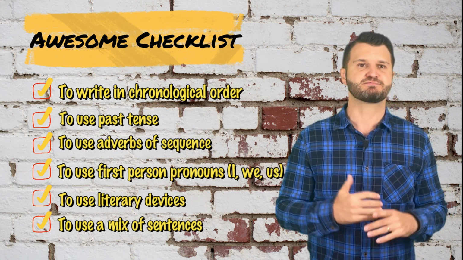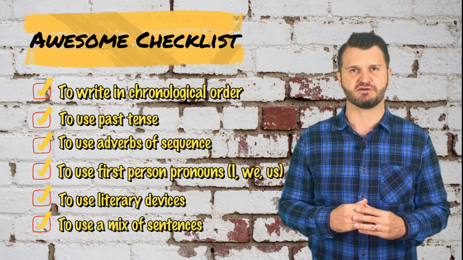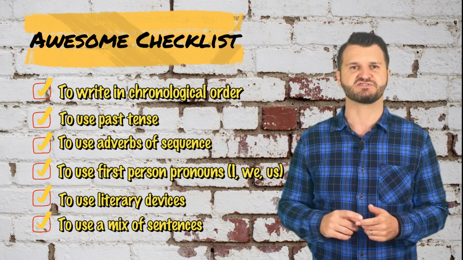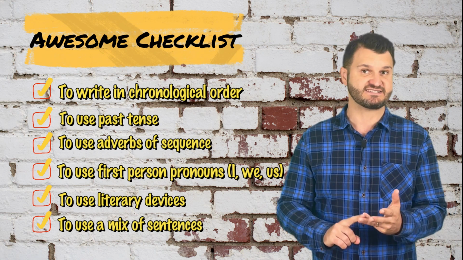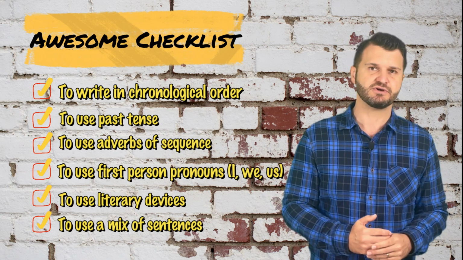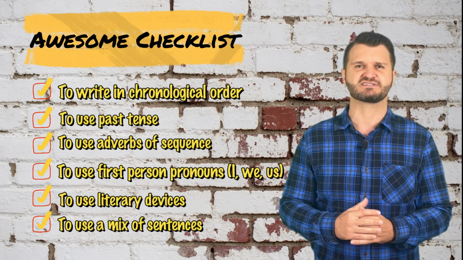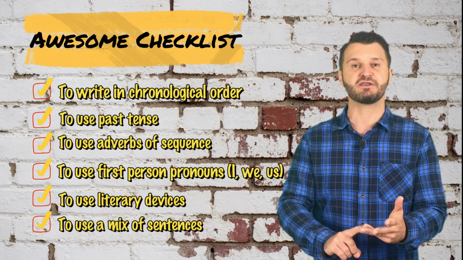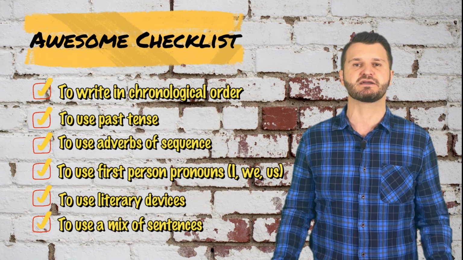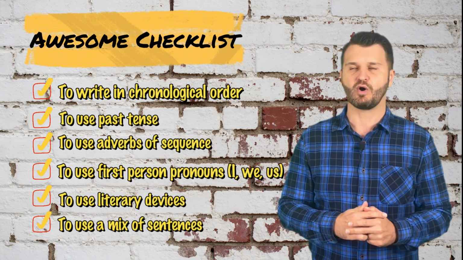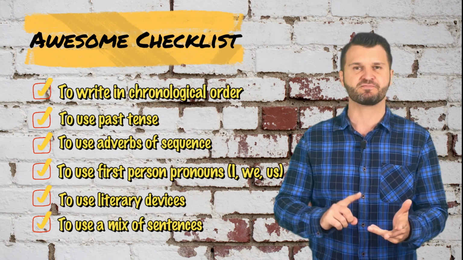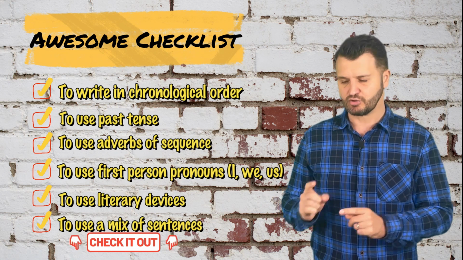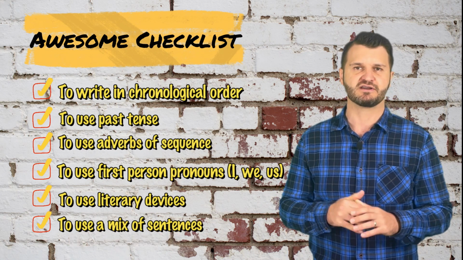Okay, our next one is to be able to use first person pronouns. Because this is a personal recount, we're going to use personal pronouns. Things like I, we, us. The next one is to be able to use literary devices. So we want to make our recount exciting and interesting. We need to use things like alliteration, similes, metaphors, direct speech. All those things can make our writing awesome. And the final one is to use a mix of simple, compound, and complex sentences. Now, if you want to check out more information about these things, look at the videos on our channel to learn more. All right, let's keep moving.